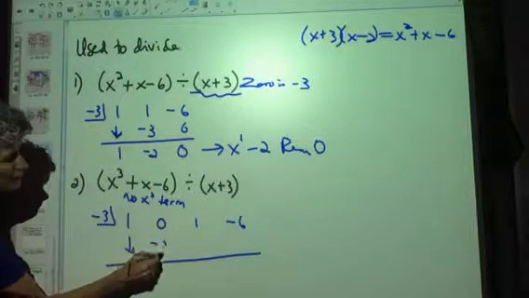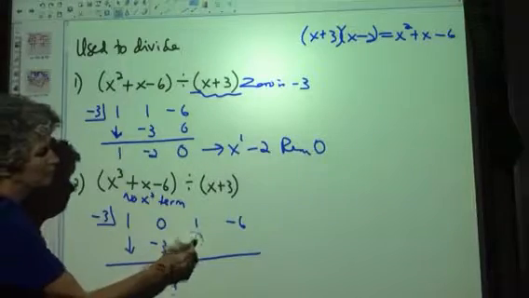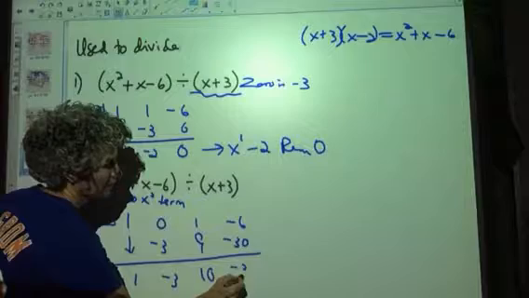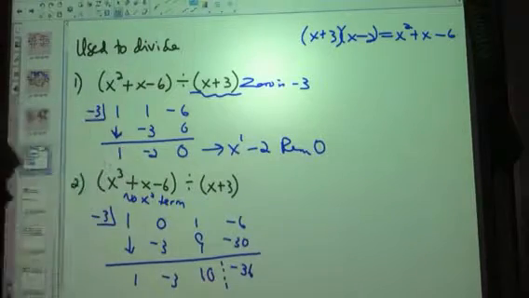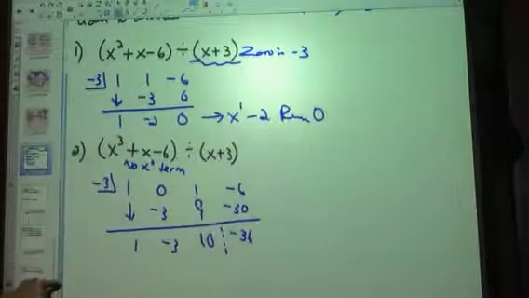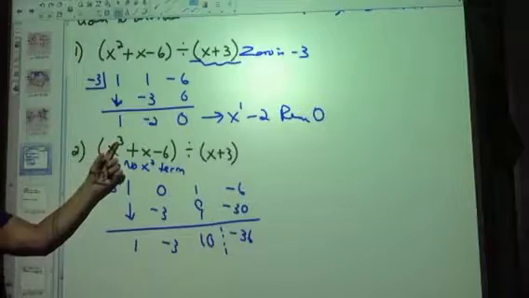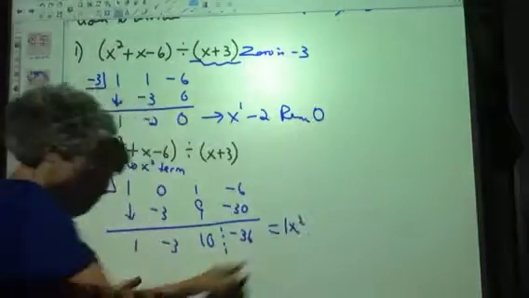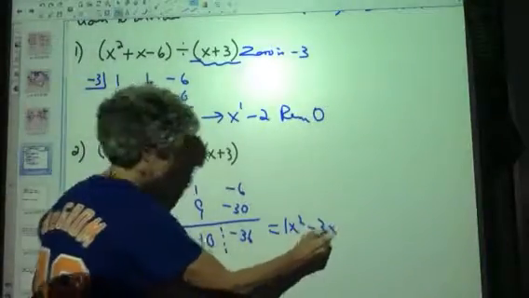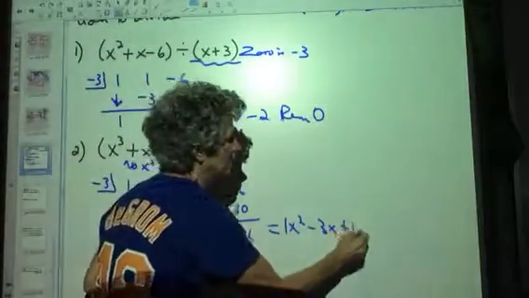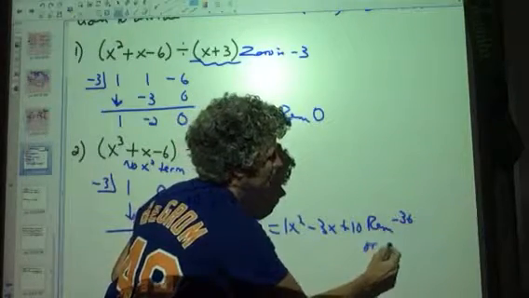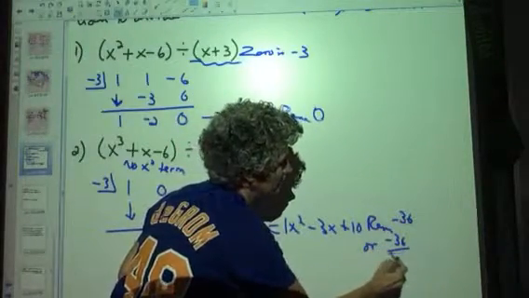You multiply, you add. You multiply, you add. You multiply, you add. Sometimes I put that to separate that off. And so again, what I have here has to be 1 degree less than I started with. So my answer would be 1x to the second minus 3x plus 10 with the remainder of negative 36. Or some people write the answer as negative 36 over x plus 3.